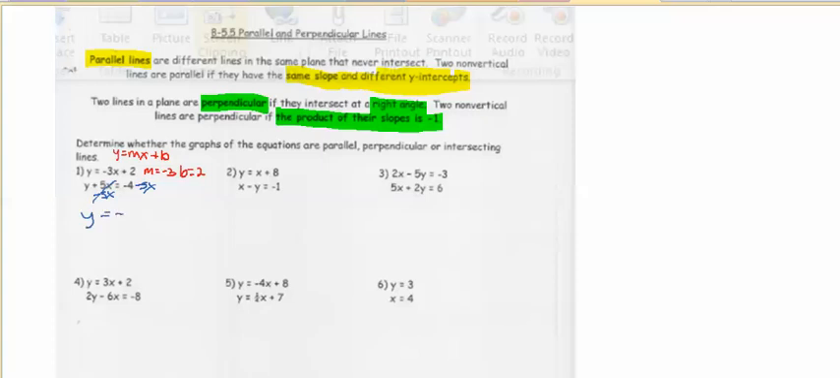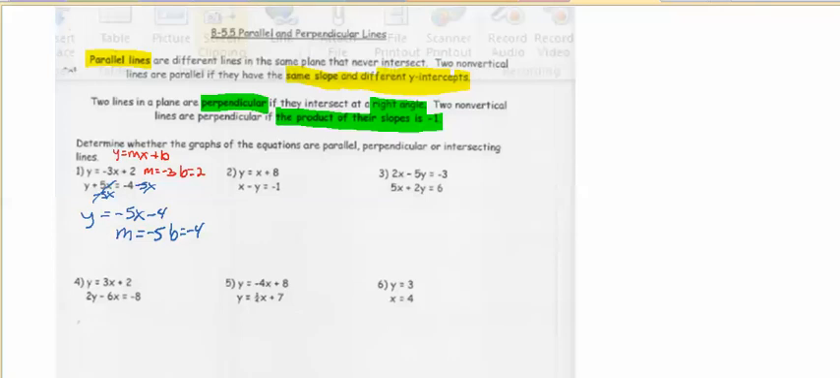I'm going to put my x in front because I like it to be y equals mx plus b, or change if I want to. Okay, now I look at this one, I say, okay, my slope now is -5, and my b is -4.